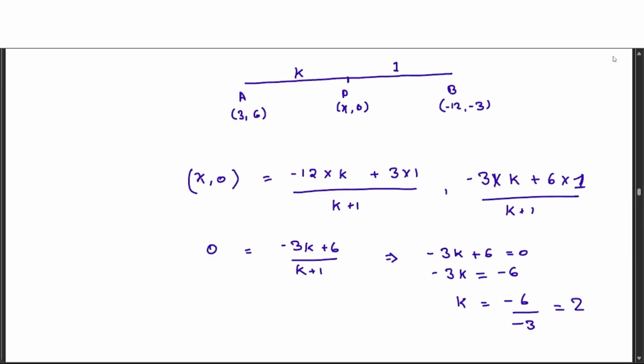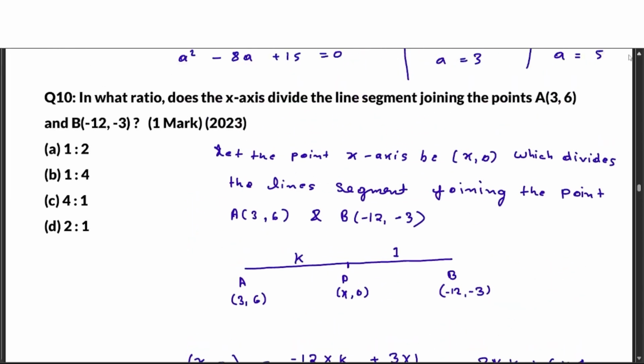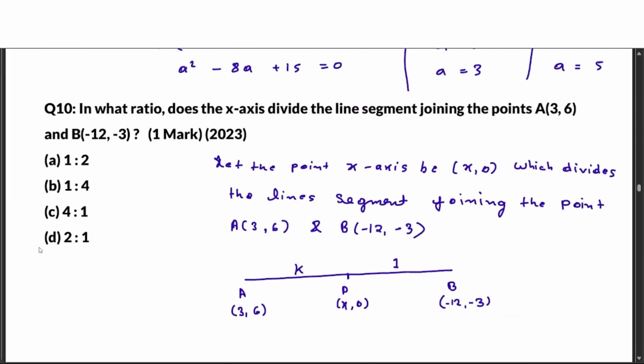So hope you understand this one. So your required ratio is equal to 2:1. So which means here you will get option 2:1, option D.